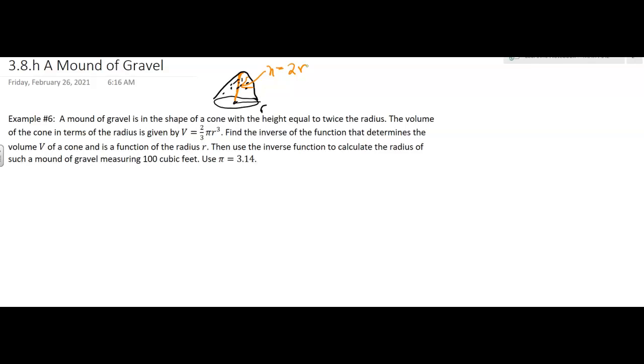Okay. And then it says the volume of the cone in terms of the radius is given by, and they give us this function. So I just want to point out, because it might not be super clear in their example here, the volume of a cone is 1/3 pi r squared h. But they already substituted in the 2r, and that's how they got this formula right here. Okay? So we don't have to do that work. They already did it for us. So we're going to write that formula. V equals 2/3 pi r cubed.